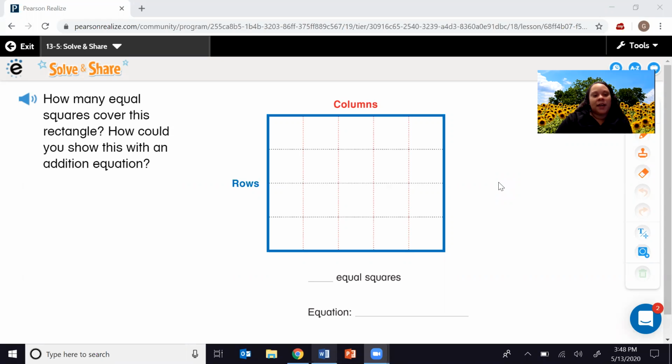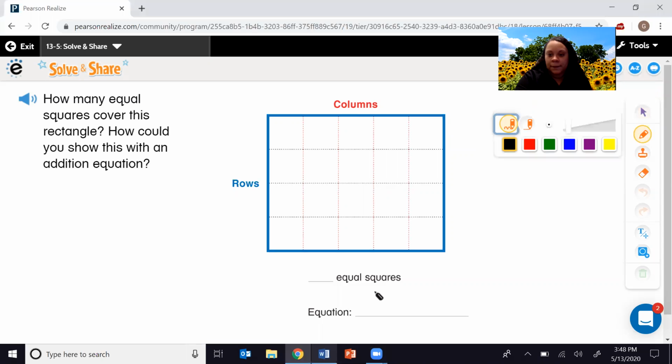So this is asking me how many equal squares cover this rectangle? How could you show with an equation? Okay. So you guys see all these squares? Basically, you have to add it up. Well, I know that there's 1, 2, 3, 4 rows. Okay, and in each row, there is 1, 2, 3, 4, 5. Interesting. That might give you a hint. Maybe not. So what I could do is I can add 5 4 times.